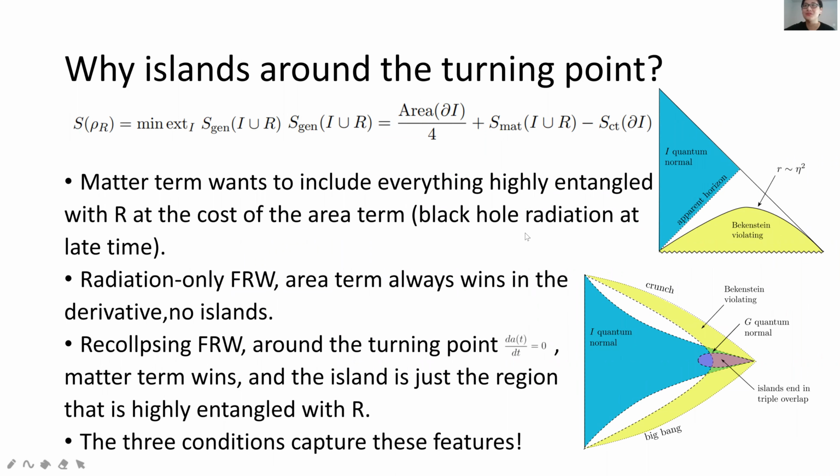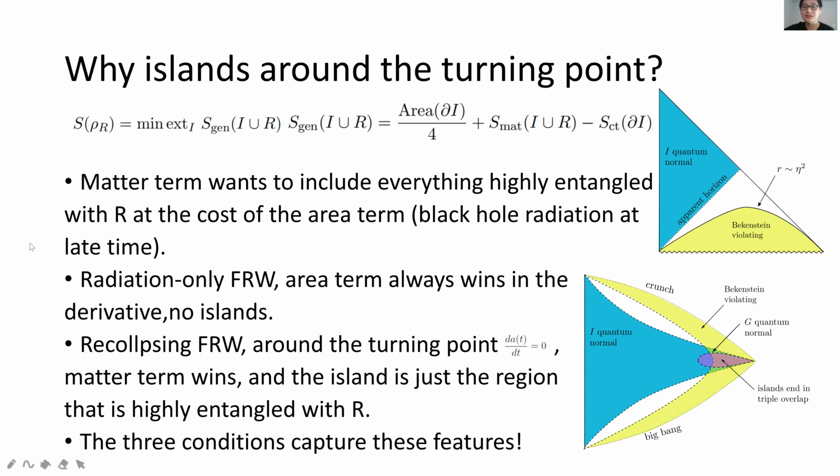So now I want to explain to you why our island must land in this tiny region. There is a very intuitive reason for that. The reason is as follows. I explained to you that there are these two terms here. The matter term wants to include everything that's highly entangled with region R to make this term minimum. On the other hand, when you include those kinds of regions, you will include an extra area term, and these two terms compete with each other.